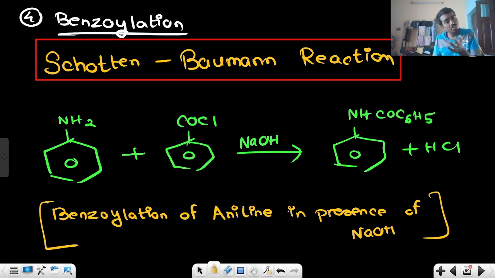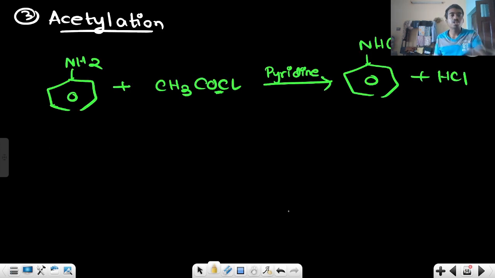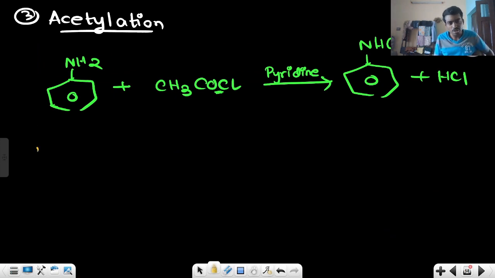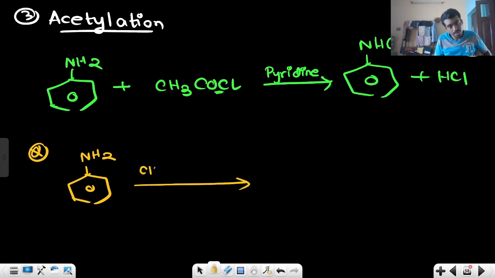So benzoylation is basically a special case of acetylation. Now here I will give you one homework. Do tell me the answer of this, because this can be one question. This is an important question. Suppose I have given aniline, but instead of acid chloride, I have given acid anhydride. Now you think and tell me what the product will be.